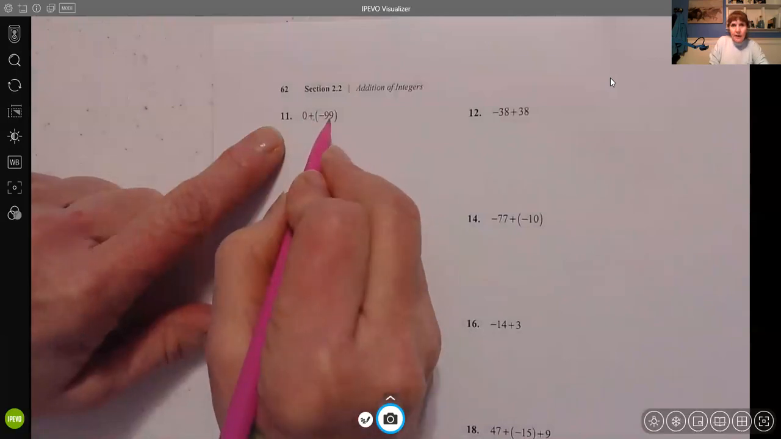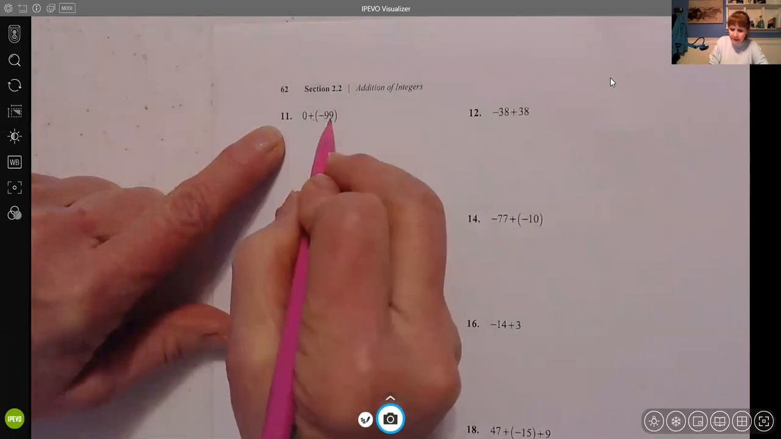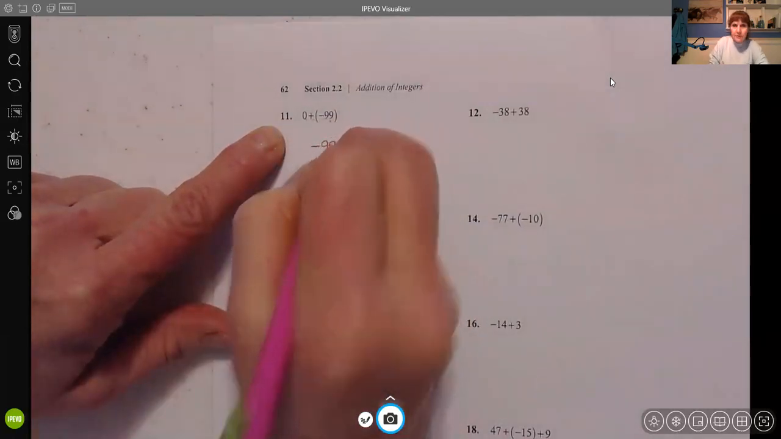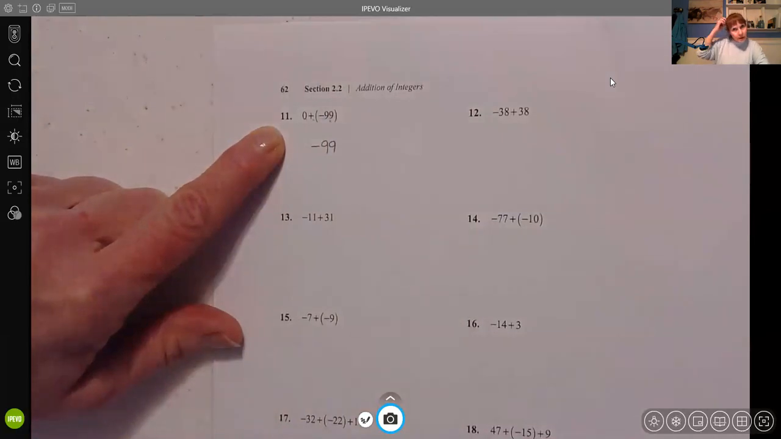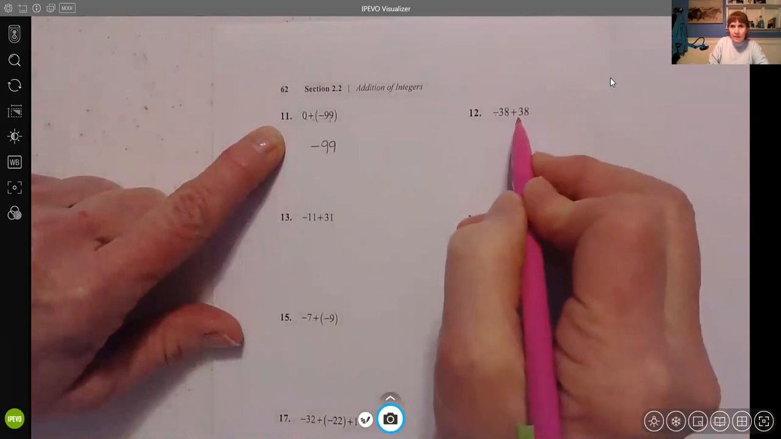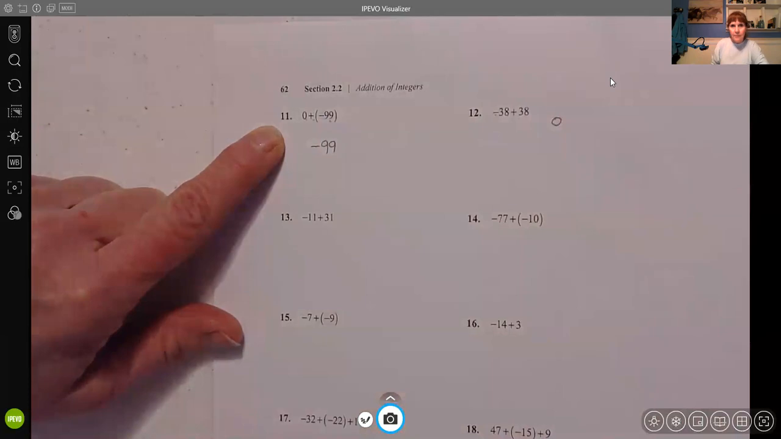0 plus a -99. If you have nothing and you add 99 negatives, you're going to have 99 negatives. If you have 38 negatives and 38 positives, they're going to cancel each other out, and you're going to end up with 0.